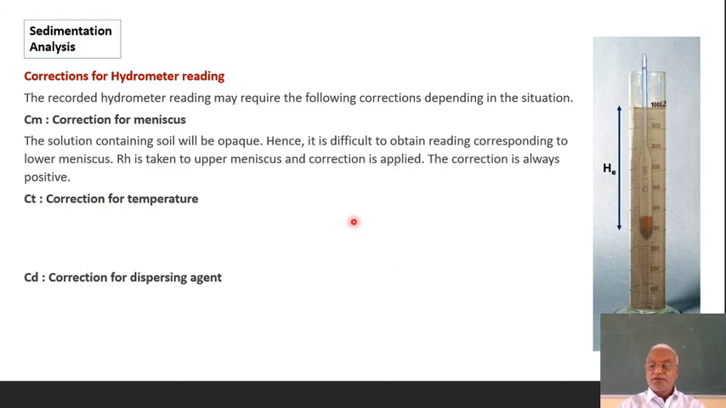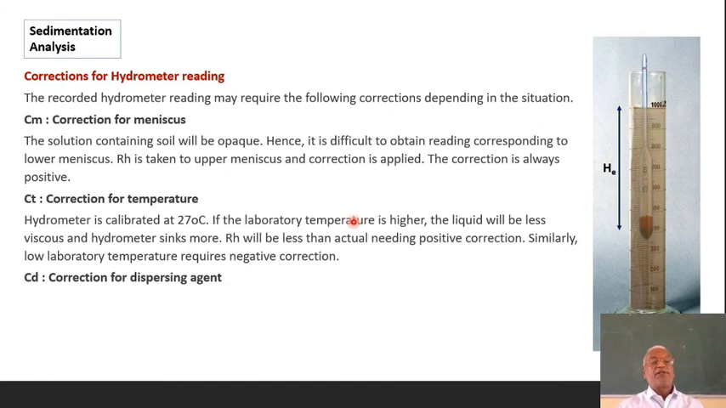Okay, next. The hydrometer is calibrated at 20 degrees centigrade. If the laboratory temperature is higher, the liquid will be less viscous and the hydrometer sinks more. Rh will be less than the actual, needing a positive correction. Similarly, low laboratory temperature requires a negative correction.